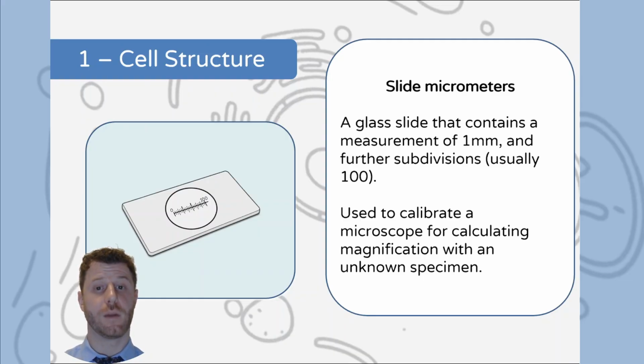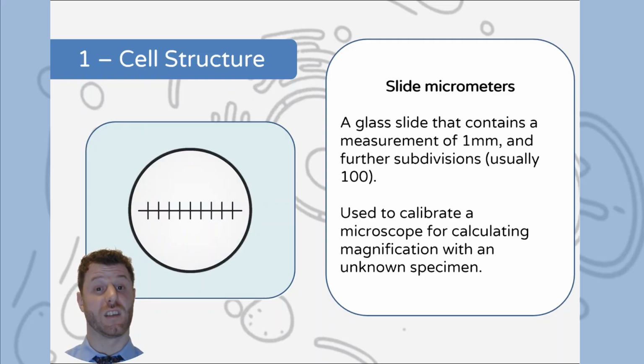Now, if I zoom in for you, just so you're aware of what it is you're looking at on that micrometer slide, you're looking at a circle, which is usually found in the middle, and on there you have a unit of measurement. It's a standard, something you can work from. The whole unit is 1 millimeter in length, and then every subdivision you would divide.